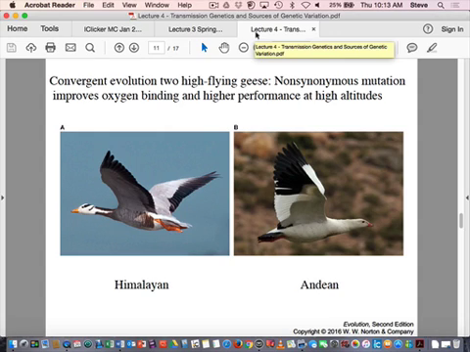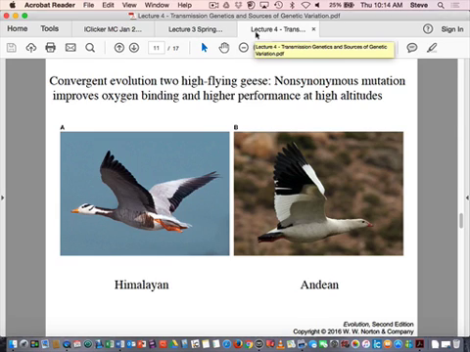I forgot something, I realized as I was going through this. So what we're going to look at is mutations and what effects they might have, and whether they're beneficial, deleterious, or just neutral.